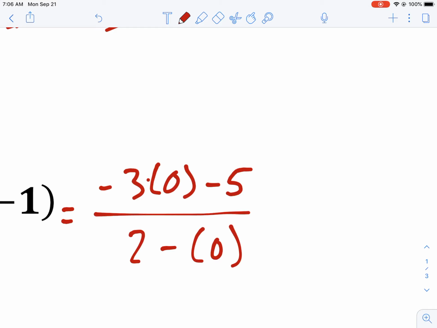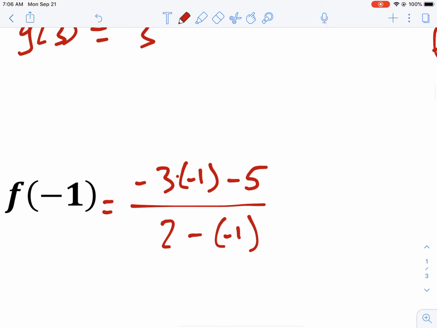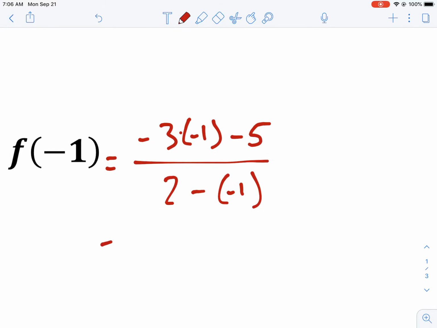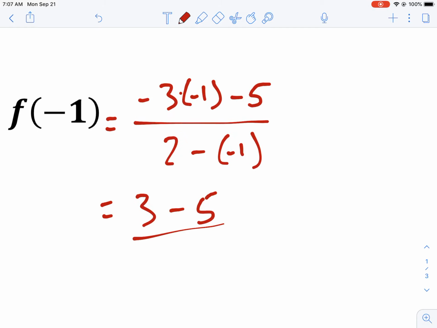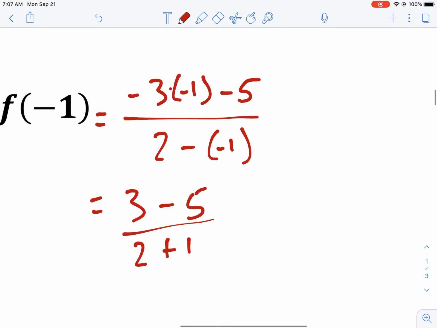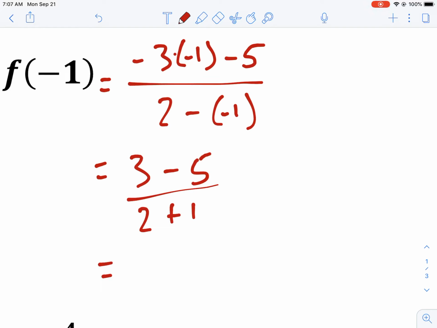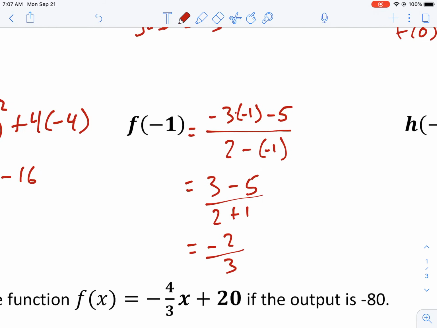All right. So now we're going to plug in -1 instead of 0. So -3 times -1, that's 3. Minus -1, that becomes +1. So we've got 3 minus 5, that's -2. 2 plus 1 is 3. So this is -2/3.